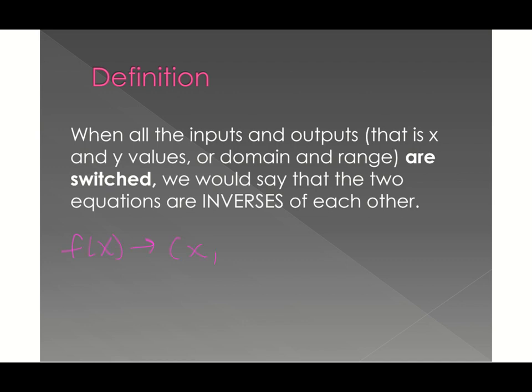So if we were to think about it, if we had f of x, if we had a coordinate, it would be x, y. So if we had our inverse, our coordinate would be y, x. All we're doing is taking our original coordinate and switching it, and that becomes our inverse. We're switching x and y values.